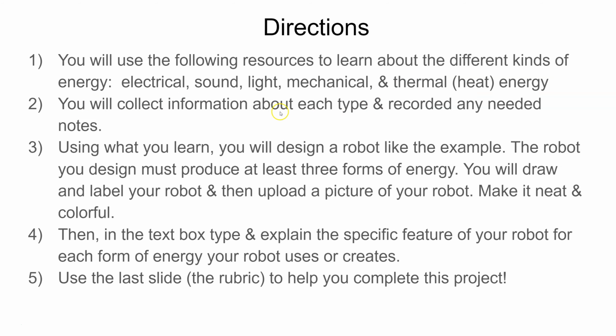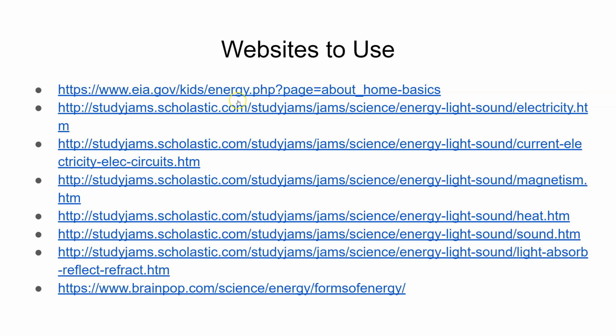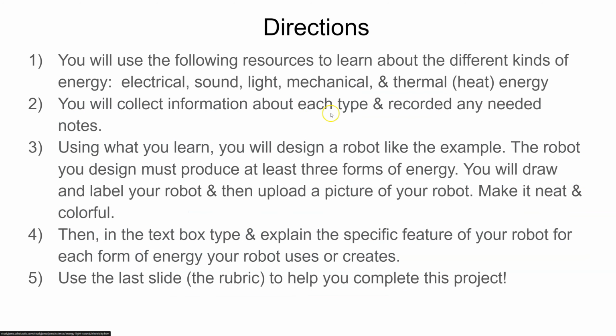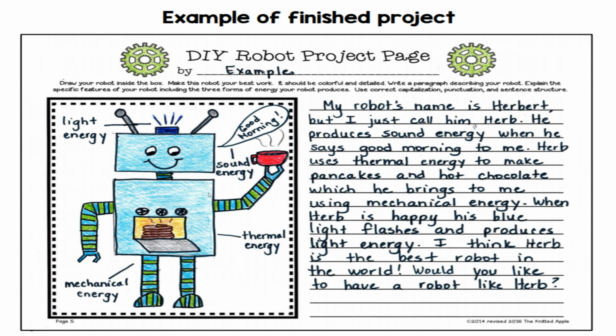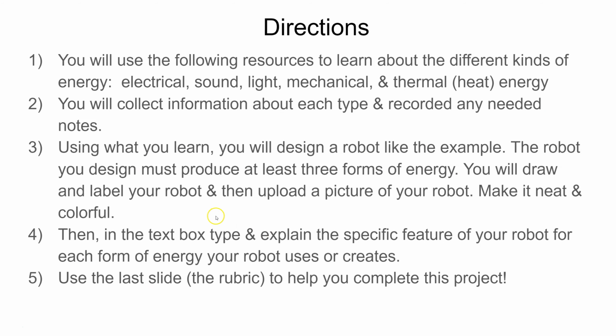You're going to collect the information about each type, and I have a whole bunch of resources here if you would like to learn a little bit more about some of these, or at least get your brain going and brainstorming different forms of energy that you could use for your robot. And then you'll use what you learn to design your robot, and it must produce at least 3 forms of energy. You'll draw and label your robot just like how you saw it in the example like this. So point out that that is sound energy or that is thermal energy or whatever.